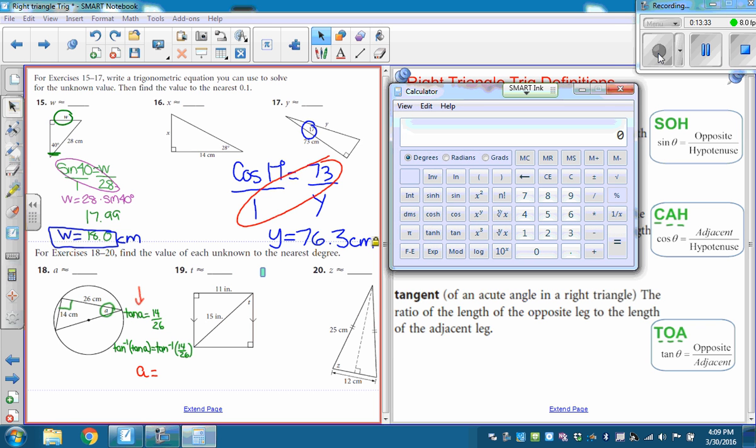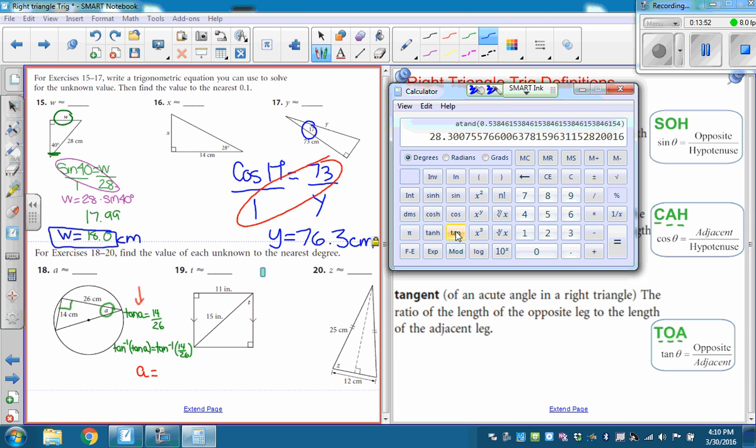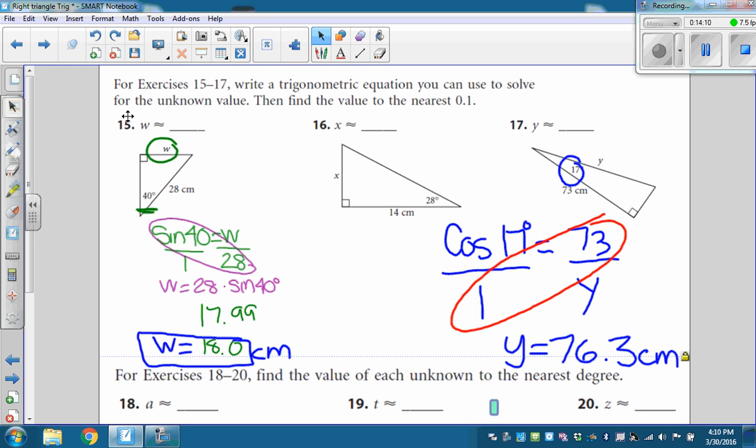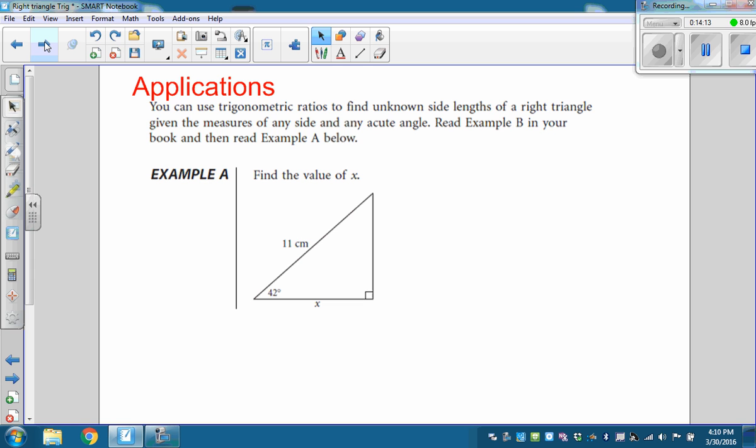So you pick up the calculator, and you get 14 divided by 26, and you take the inverse function of that. And it tells me that A is a little more than 28 degrees. And this problem is asking me to work to the nearest degree, so we're going to say about 28 degrees. Now we're going to practice without the definitions. So we'll keep going, but see if you can remember.